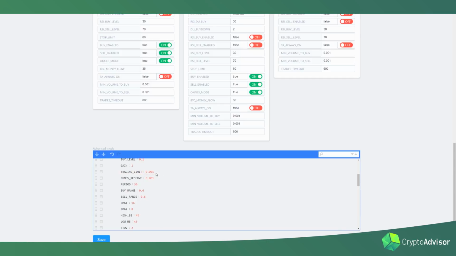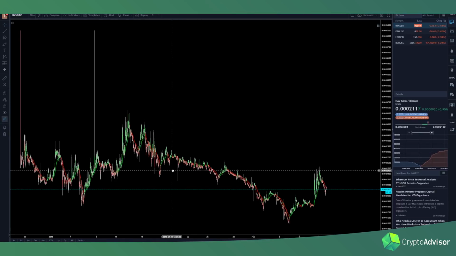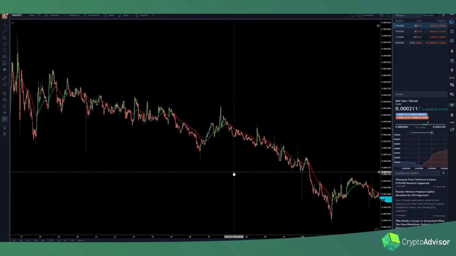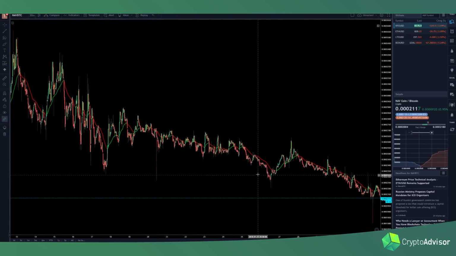So once you've set your trading limit, you will now go down to the buy range and sell range. This is a very important thing, as it does track the percentage movement that the coin does make. So for example here, it will wait for a 0.6% change in price before buying in. And that is in an effort to identify a trend change.